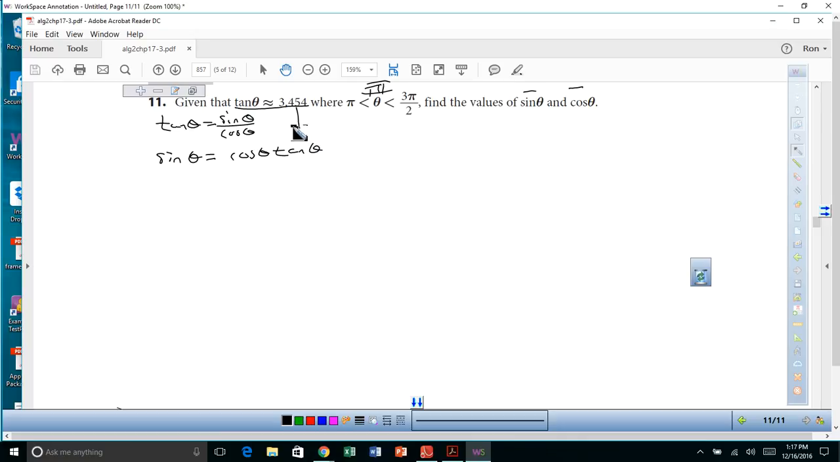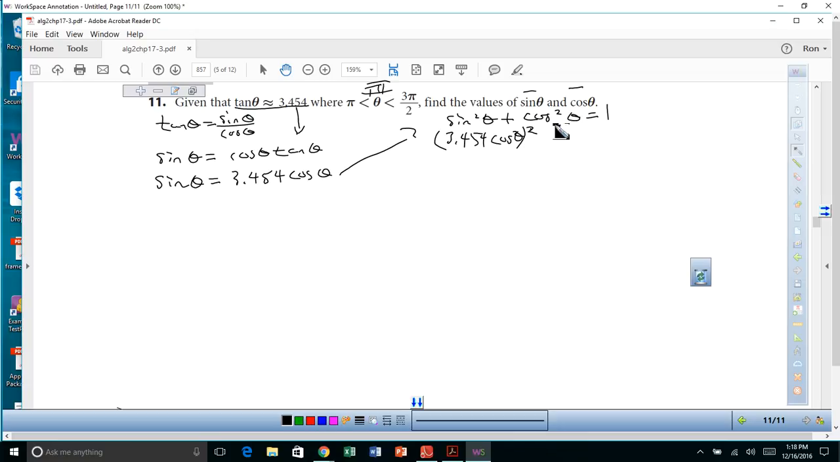Now, I'm going to substitute this 3.454 in for tangent. That'll give me sine theta equals 3.454 cosine theta. Now, I'm going to take that and put it in. Remember, you've got sine squared theta plus cosine squared theta equals 1. So I'm going to have 3.454 cosine theta, squared, plus cosine squared theta equals 1. Now, if I square that 3.454, I should get 11.93 cosine squared theta plus cosine squared theta equals 1.